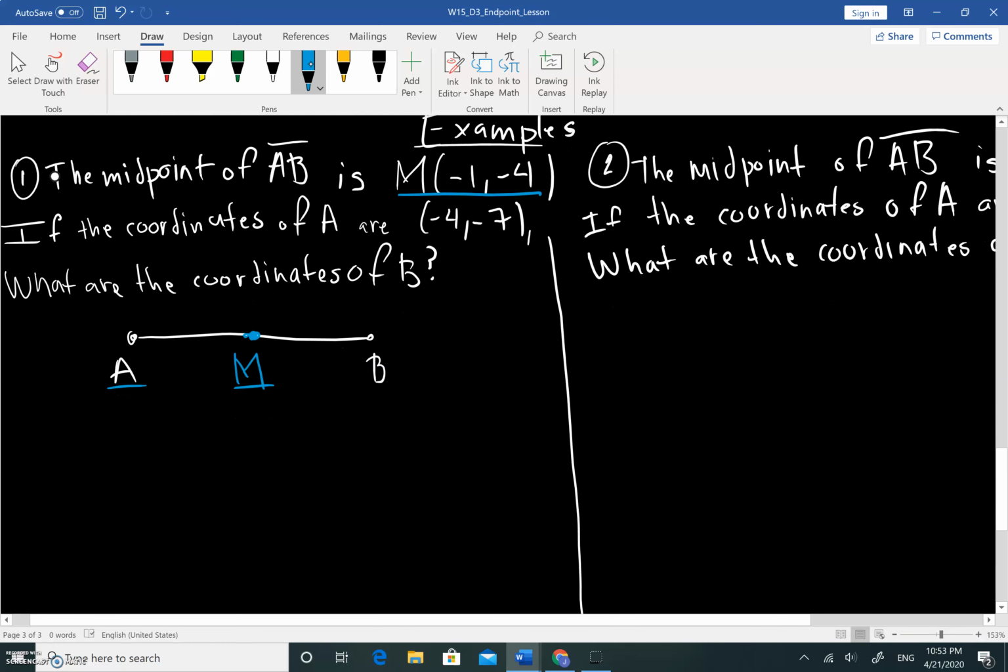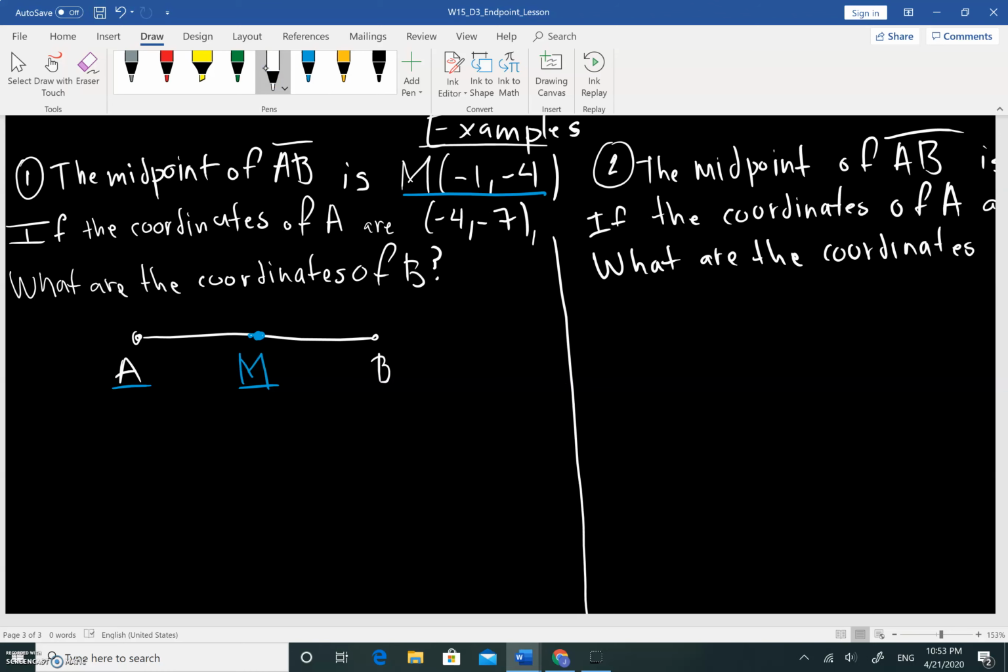It's always important for you to know what it is that you're looking for. We are not looking for the midpoint. In this case, we are looking for the endpoint. So let's go ahead and start similar to how we would usually start. We write down the two coordinates. So A is (-4, -7). And then B, we don't know what they are. That's what we're looking for.